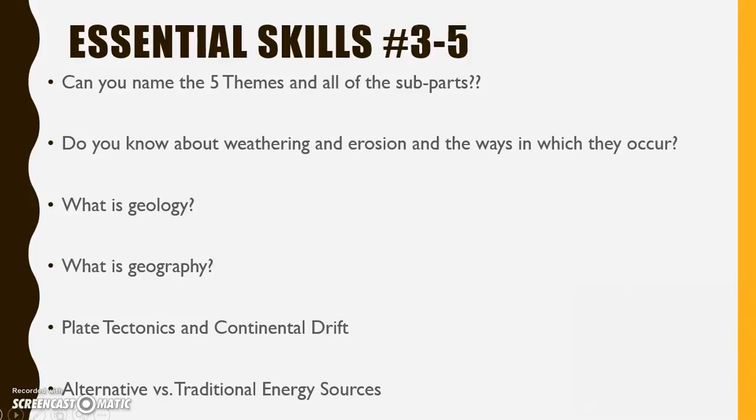Now let's talk about essential skills 3 through 5 all together. For sure, I would definitely be familiar with the 5 themes of geography. We did this in class. You were down in the lab working on this, and you need to know all 5 themes, but you also need to be able to explain each theme and know each subpart and give an example.